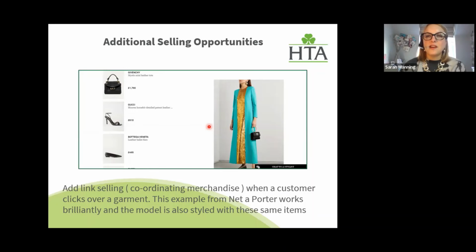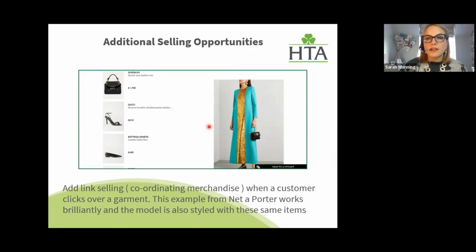As we looked at this earlier on, this is an example from Net-a-Porter. Now, even though this is a brand that sells high fashion, it's quite a good one if you want to have a look at product layout and how the customer's journey works online. They've also got some really good editorial content too. So that's quite a good one to have a look at.